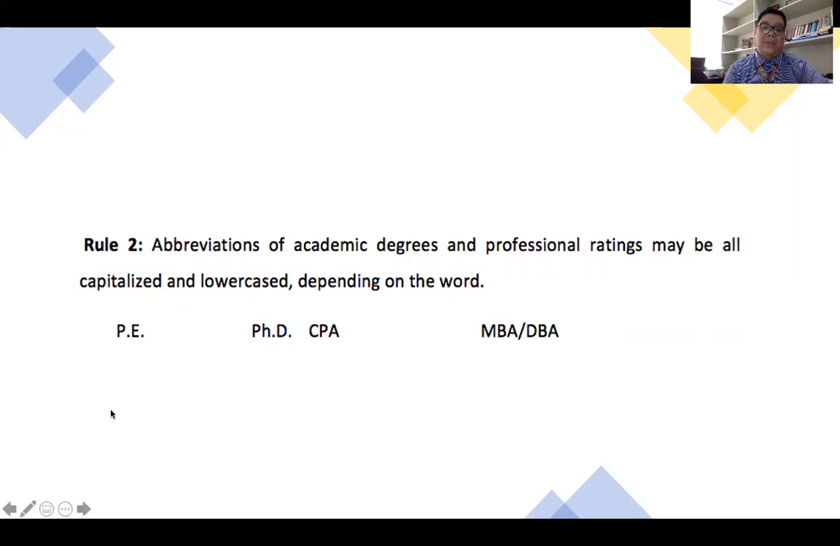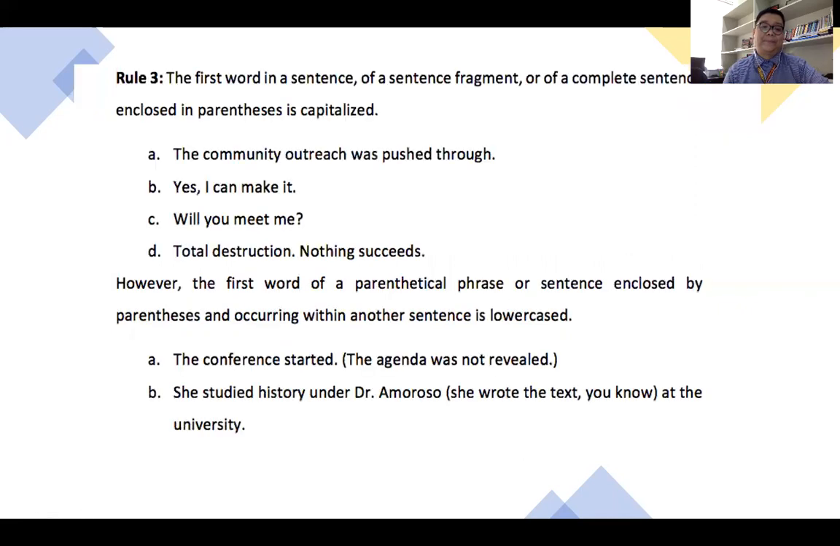For example, in the word PE, which is a subject, physical education. In the word PhD, which stands for Doctor of Philosophy. Now, if you notice, we do not capitalize the H for the P here, because if you spell this one out, it is philosophy. And the word philosophy does not start with H, but rather P. CPA, and then we also have MBA, Master in Business Administration, and DBA, Doctor of Business Administration.